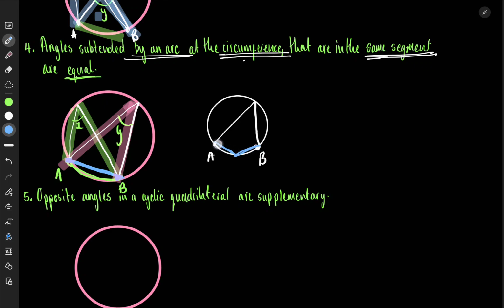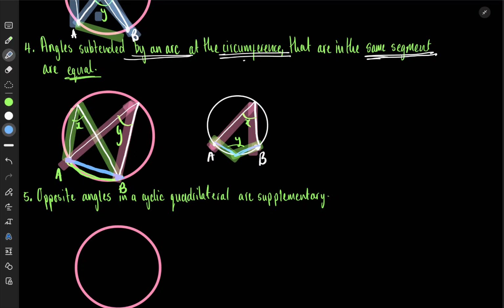Now, this angle at the top here, we can call it X. This one, we can call it Y. Now, X and Y, if we ask who is making the angle X, which arc? You can say arc AB, okay? Like that. And then the same applies to the angle Y. It is being made by arc AB, okay? One leg going to A, one leg going to B. So they must be equal because they're both at the circumference.